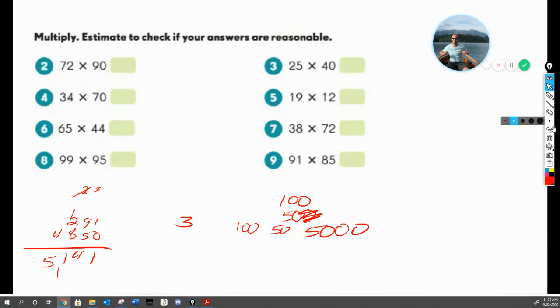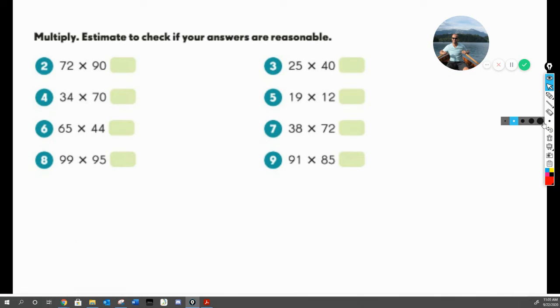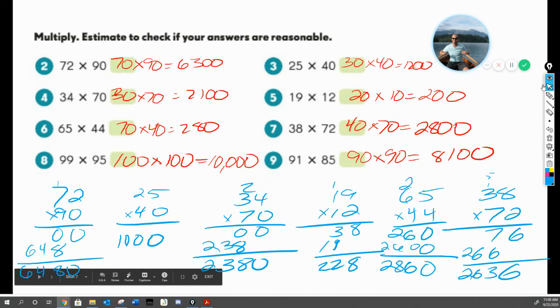We're almost done, actually. All right, multiply, then estimate to check if your answers are reasonable. I will try and show all of that work, but I'm going to have it flash on the screen at once. So do your work as you pause and then come back to me when you're done. All right, there's the first 6. Hopefully what you got matches up with what I've got.